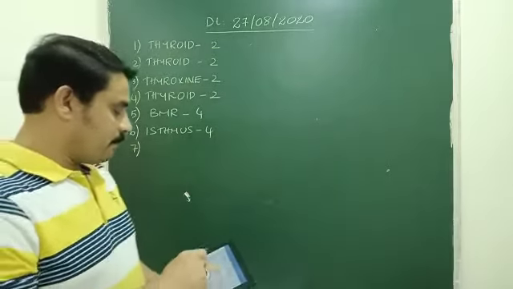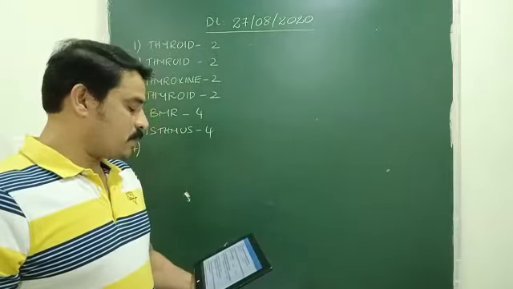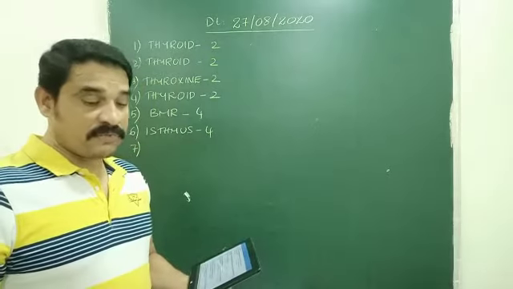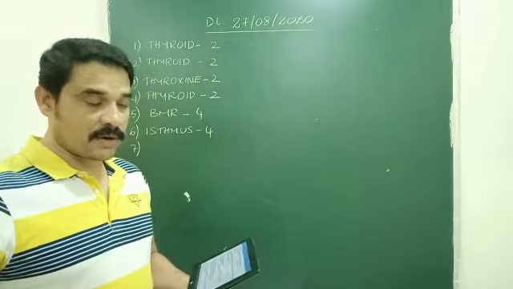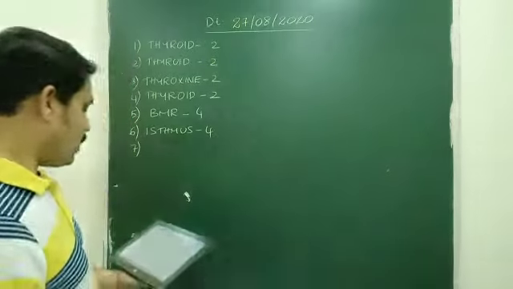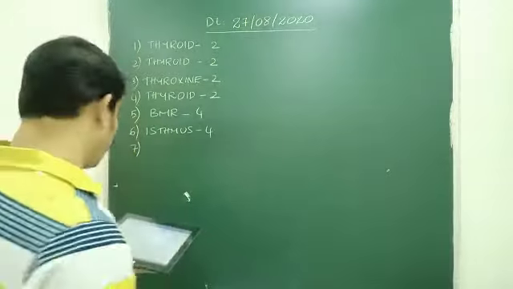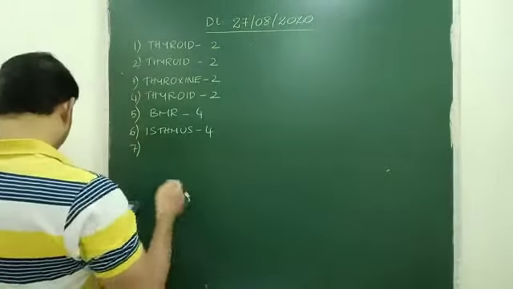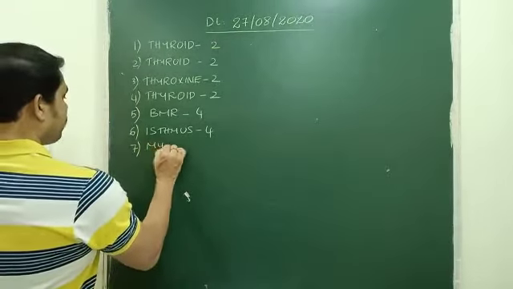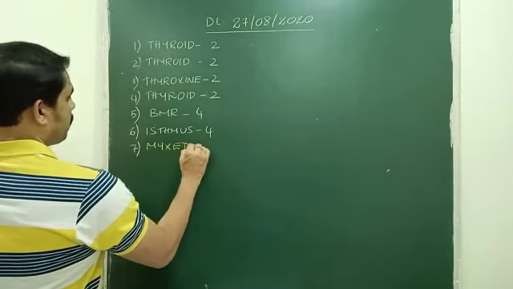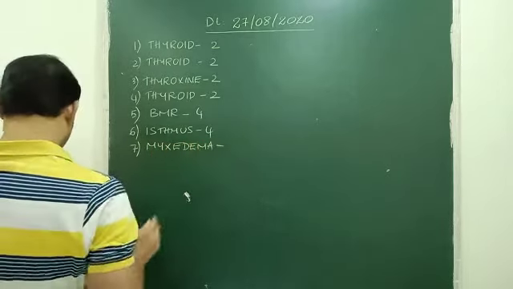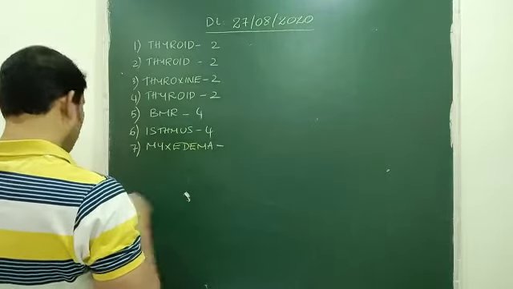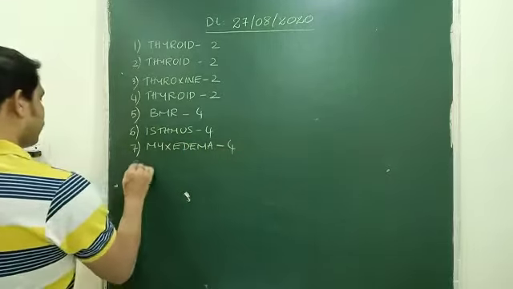Question number 7, myxedema occurs due to deficiency of. Myxedema is due to deficiency of thyroxine of thyroid gland in adult stages, in which a puffiness of the skin takes place. That is one of the major symptoms or conditions of myxedema. So myxedema is the answer, and that myxedema is given in the fourth key.